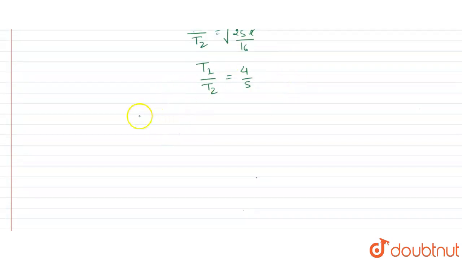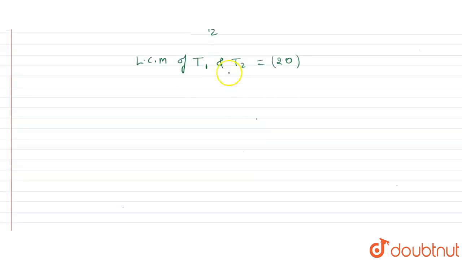So if I take the LCM of T1 and T2, that will be 20. Now this is the LCM of T1 and T2.